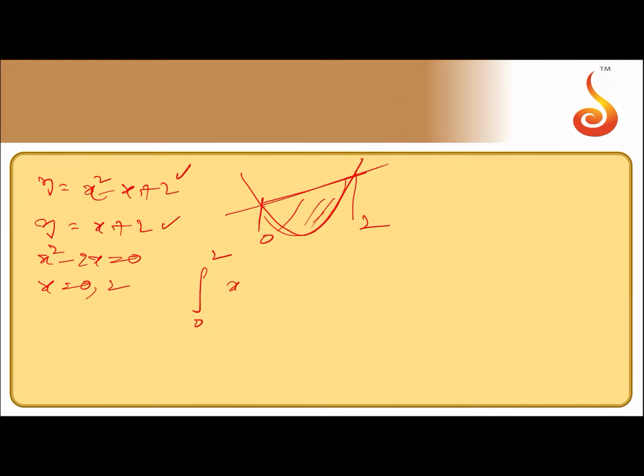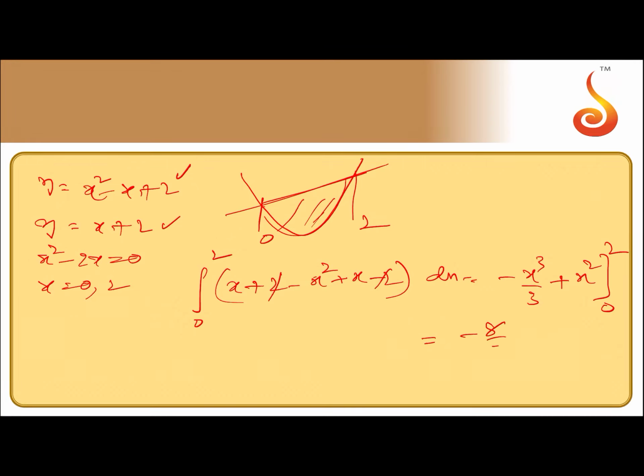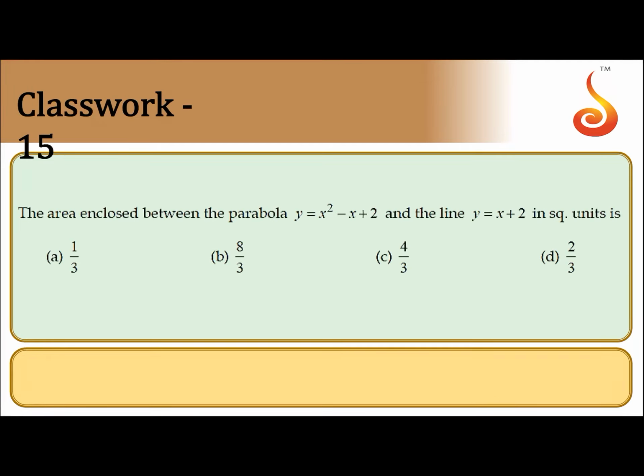So 0 to 2, x plus 2 minus of x square minus x plus 2, into dx. Of course, here 2 gets cancelled, minus x square plus 2x. And that is equal to minus x cube by 3 plus 2x means x square, limits from 0 to 2. So minus 8 by 3 plus 4, that is equal to 4 by 3. So the answer is 4 by 3.